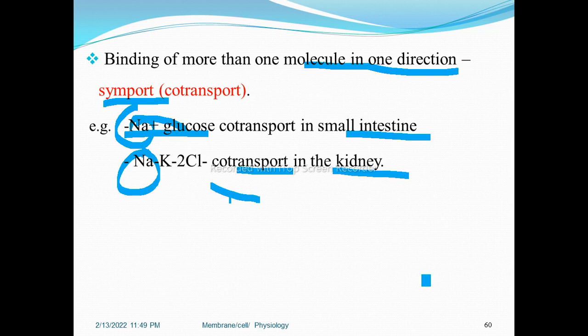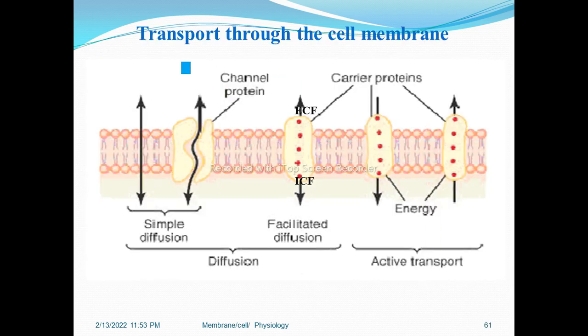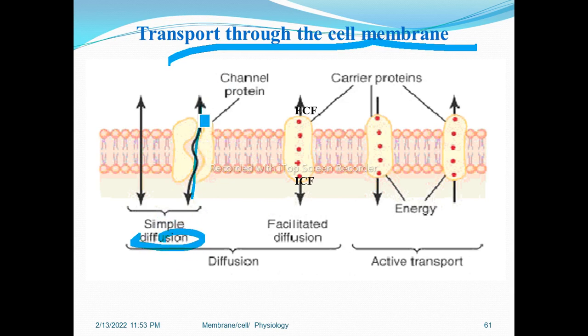This is an important thing about carriers. Now, transport through the cell membrane as revision. This is simple diffusion, which uses a channel protein. Simple diffusion is across the cell membrane, either inside to outside or outside to inside. This is the exchange of materials, from high concentration to the lower concentration of molecules. But in facilitated diffusion, it is not a channel protein but a carrier protein.